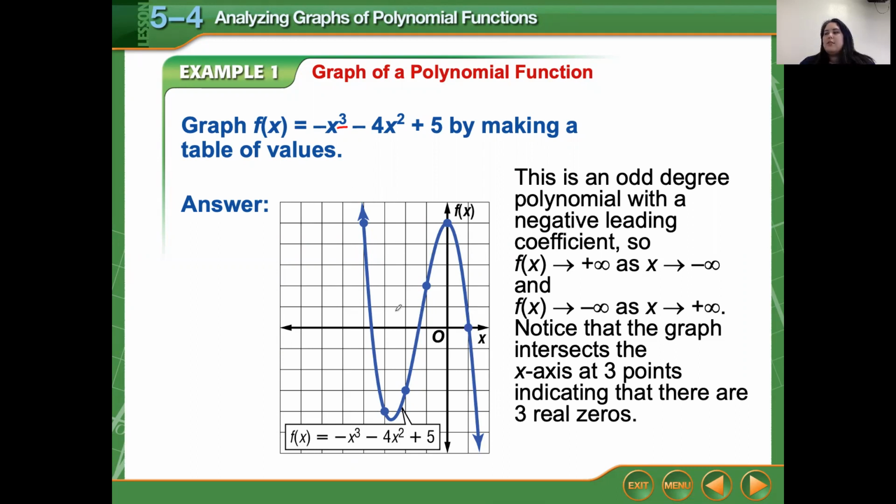We can also see that there's 3 x-intercepts, or 3 zeros is another way we will look at it. And we have 2 turning points.